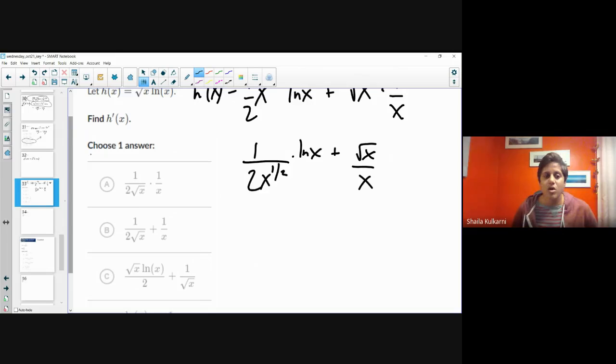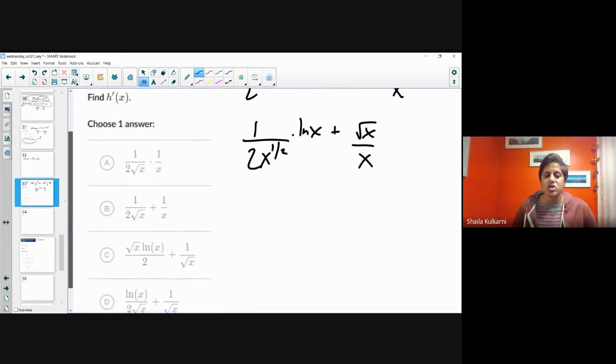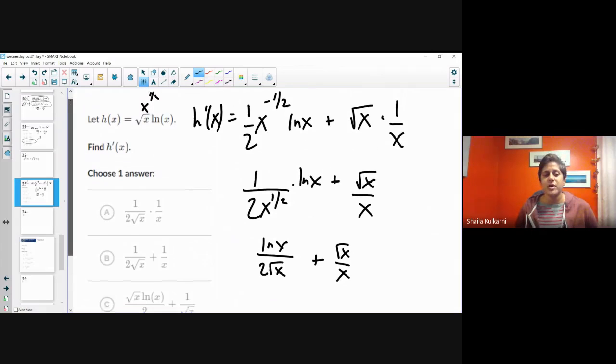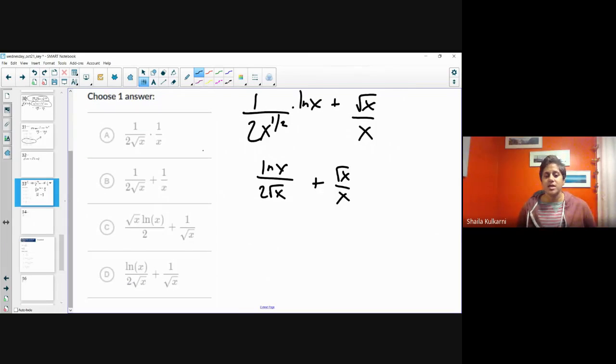All right, so what do we have left over? Ladies and gentlemen, let's see what we got here. Looking at these problems, does anything match what I have so far? No, nothing matches what I have so far. So let's figure out what needs to happen. I'm going to rewrite this real quick: ln x over 2 root x plus root x over x. So this is what I have as a derivative so far for this problem. So you might be going, oh my gosh, which one is it? None of these match up.